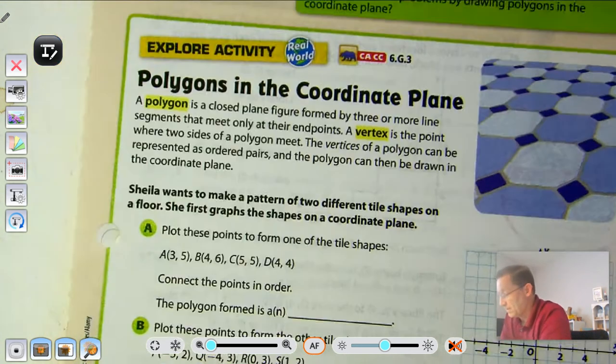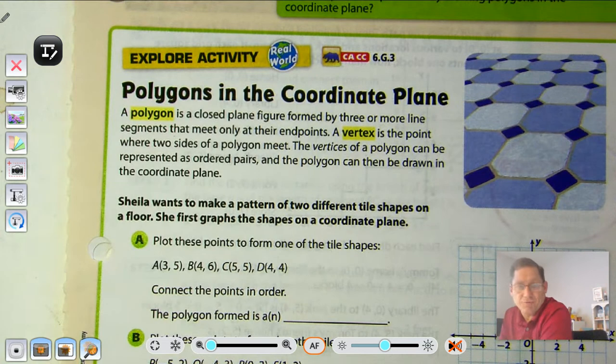All right. So a polygon, as you'll remember, is a closed plane figure formed by three or more line segments that meet only at their endpoints. A vertex is the point where two sides of a polygon meet, and the vertices of a polygon can be represented as ordered pairs, and the polygon can be drawn in the coordinate plane.